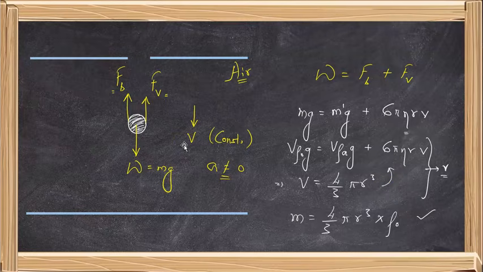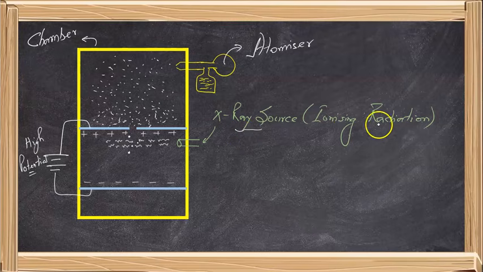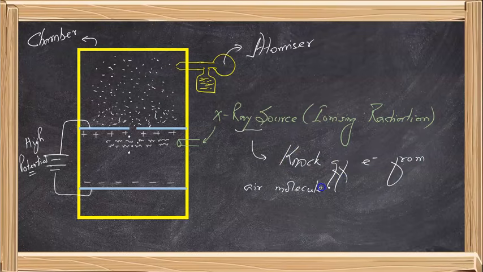Once the mass was calculated, in the next part of the experiment he connected both the plates with a high potential battery such that the upper plate was positively charged and the lower plate was negatively charged. Then he used an X-ray source which has ionizing radiation. When it passes through, the oil droplets will acquire negative charge. Basically, because of the X-ray radiation, they knock off electrons from the air molecules. Some of the electrons are then trapped by the oil droplets and they become negatively charged.